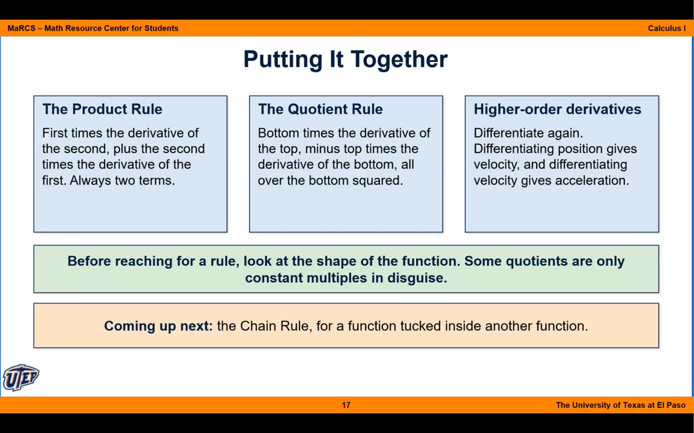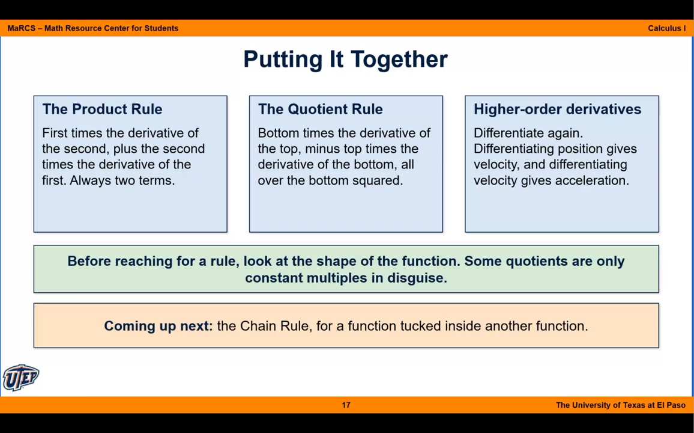For a quotient, y equals f of x divided by g of x, the quotient rule gives y prime is equal to g of x times f prime of x minus f of x times g prime of x divided by g of x squared, where g of x cannot equal 0. The order in the numerator matters because of the subtraction. Before selecting either rule, look at the structure of the function and simplify when possible. Some products can be expanded, and some quotients can be written in a simpler form.